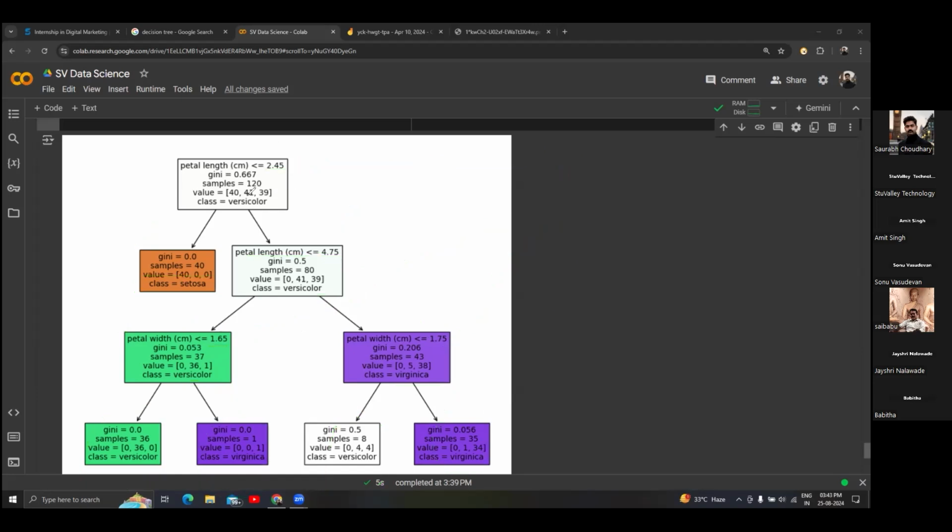If you see this, there are some values here. Wait, let me show you. This one, values. These values are for the setosa, versicolor, virginica, right? So there, this is for 40 out of 120, 40 votes are for setosa, 41 is for versicolor, and 39 is for virginica.